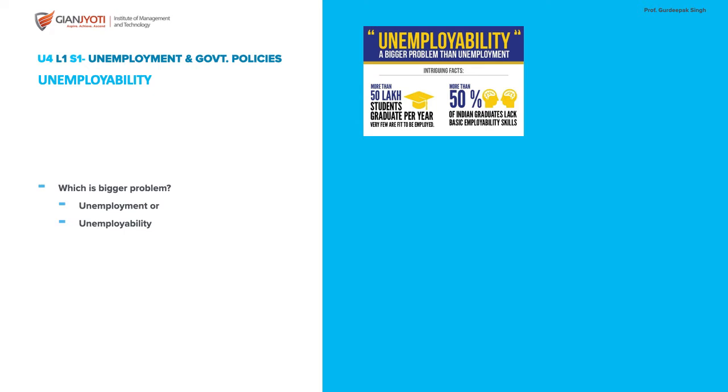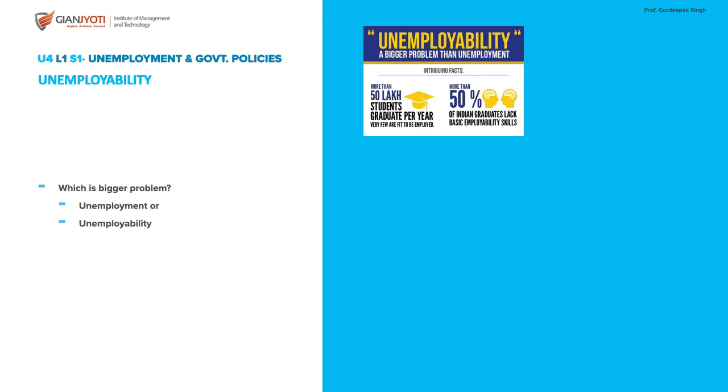The question is, which is a bigger problem? Is it unemployment or unemployability? Let us understand unemployability. We talked in the last slide about the educated youth and that they are unemployed. More appropriate would be that they are unemployable. That is a bigger problem than unemployment.